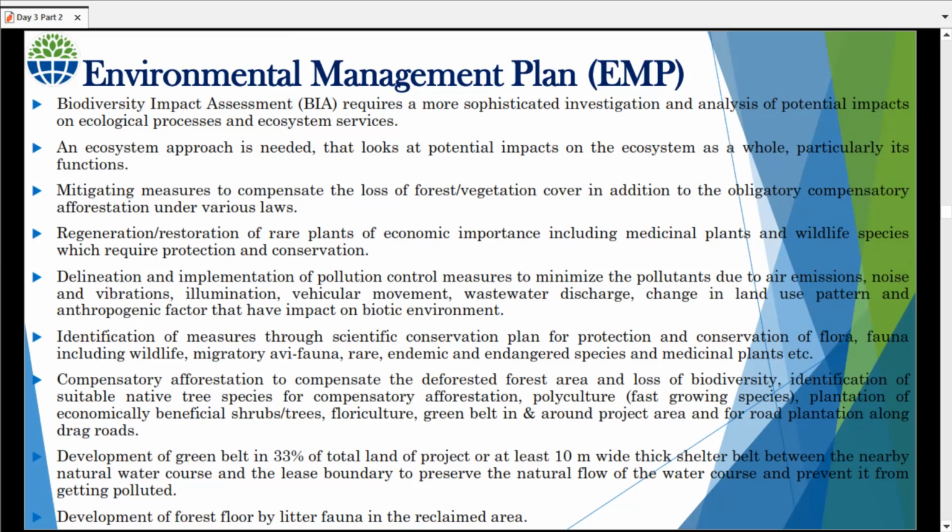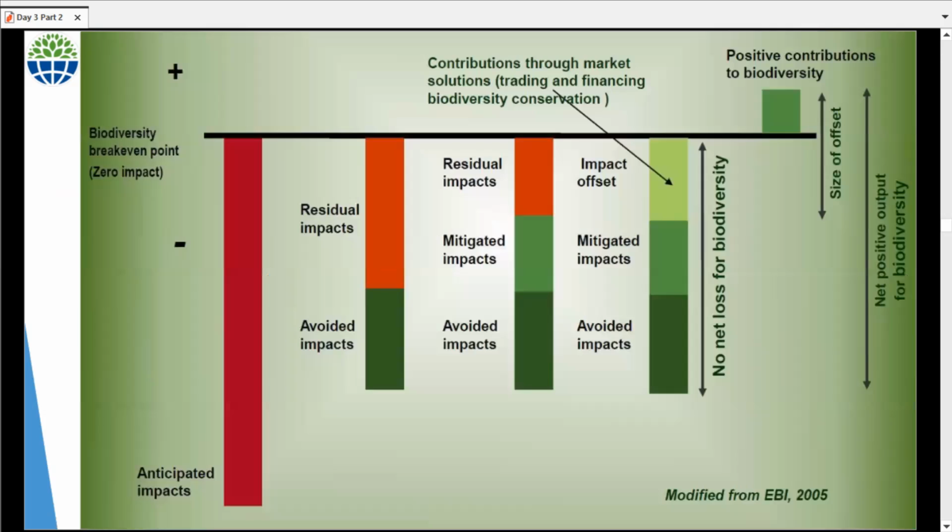We need to cover compensatory forestation to compensate the deforested area, or we can say the loss of biodiversity, identification of suitable native tree species under the compensatory forestation, polyculture, etc. Plantation of economically beneficial shrubs or trees, floriculture, green belt in and around the area. We have to provide this as an EB expert under EMP. A development of green belt as per National Forest Policy, 33% of total land is required to develop green cover or green belt development. And the forest under reclaimed area, or we can say under compulsory forestry, it is required. So this type of things are required in the EMP for ecology biodiversity.